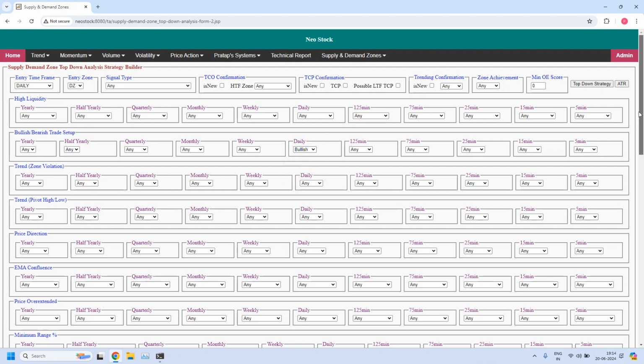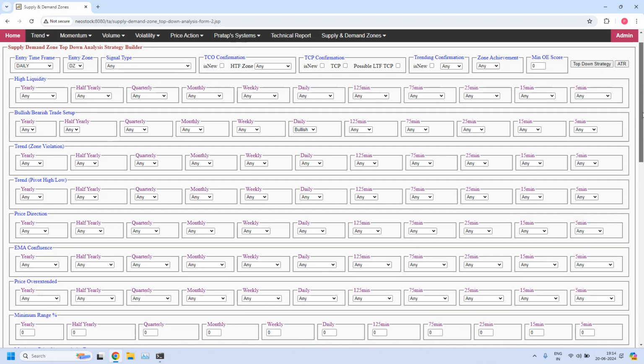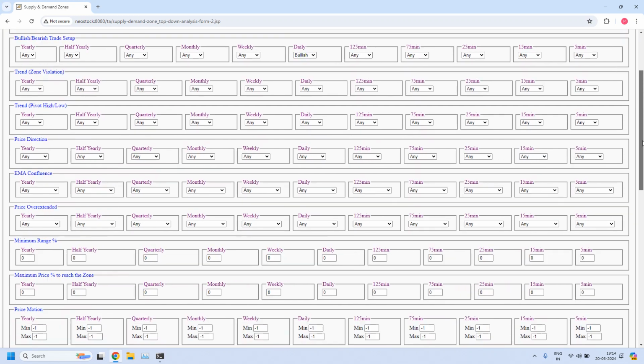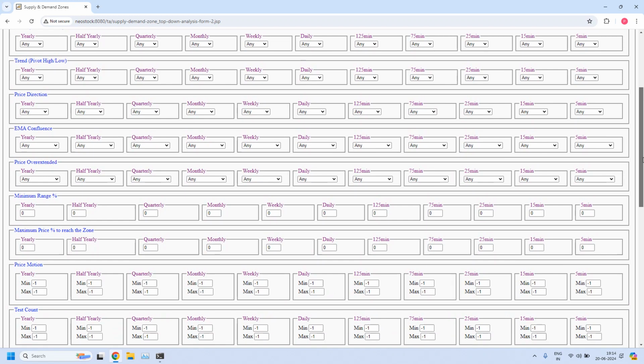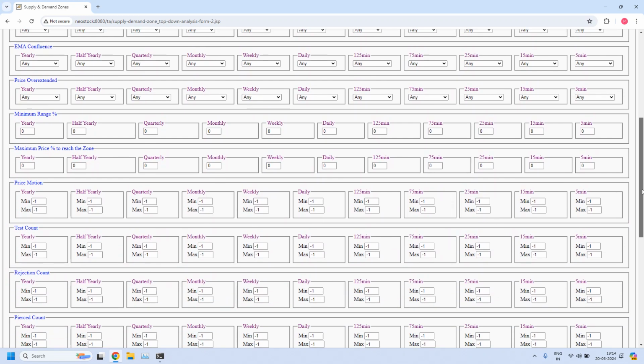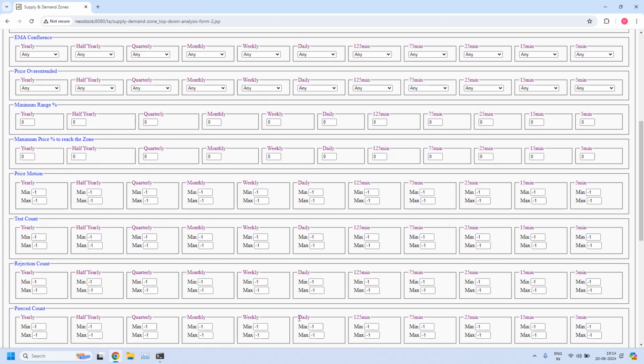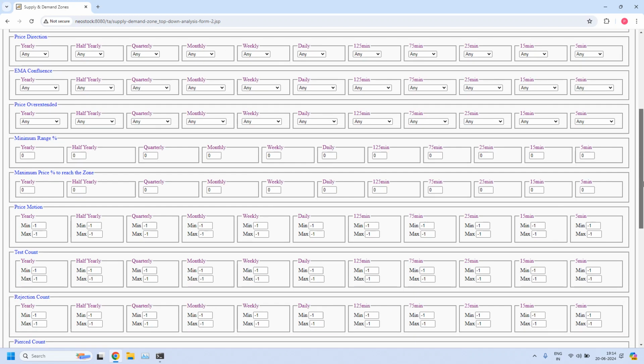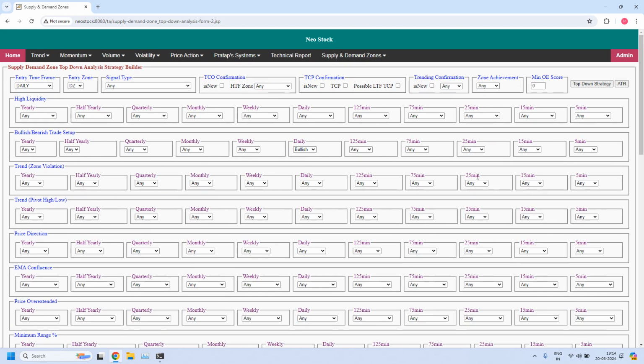Also, I will add 3 filters. The first filter, we should not be having any pierced zones. That's why we need to set pierced count to 0. In daily time frame, this is the entry time frame. So minimum value I am setting 0, maximum value I am setting 0, indicates pierced count is 0. Pierced count 0 means the zone is not pierced. So we will not get any pierced zones now.